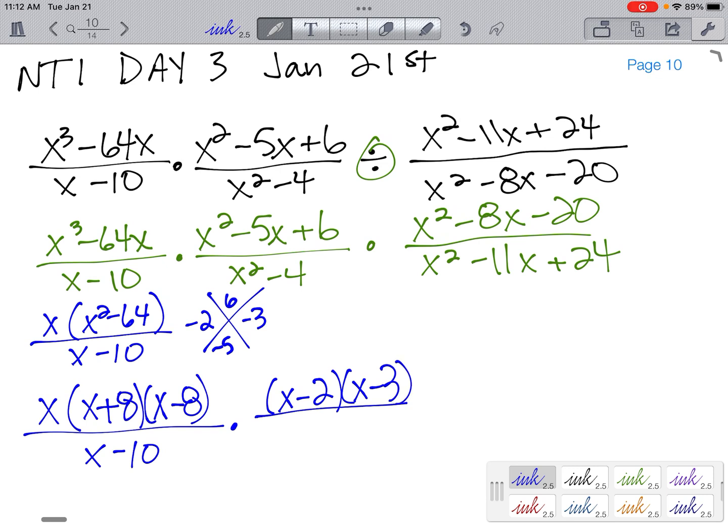Our denominator is another difference of squares. We can take the square root of x squared. We can take the square root of 4. The square root of 4 is 2. So we know we're going to have x plus 2 and x minus 2.